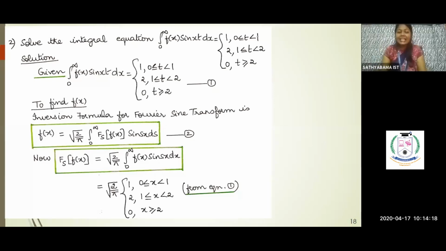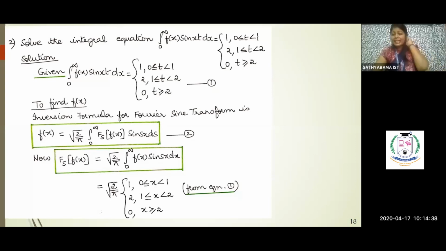And what is that? f of x equal to root of 2 by pi integral 0 to infinity fs of f of x into sin sx ds. Inversion formula always has ds. s is the variable. Don't forget. Now I've taken this as equation 2. Now, what is my aim? My aim is to find what is fs of f of x. So I'll find that now.